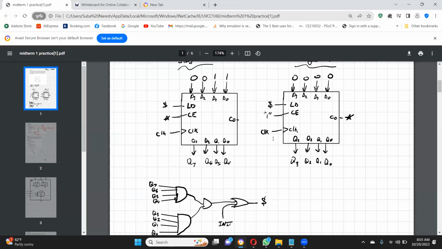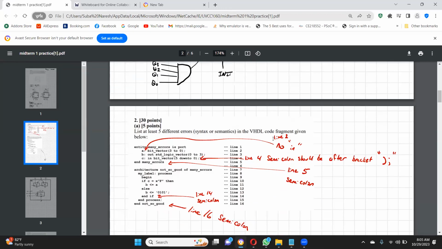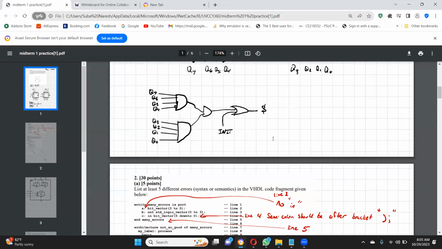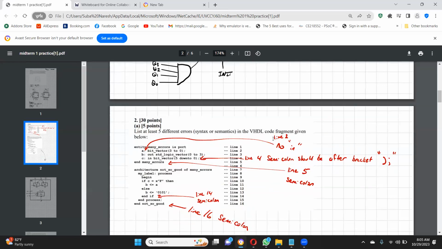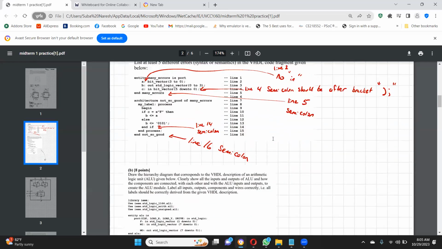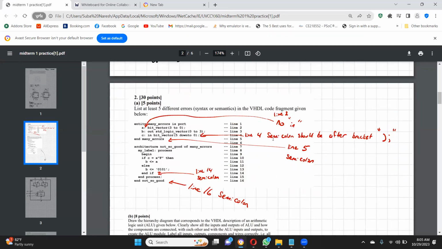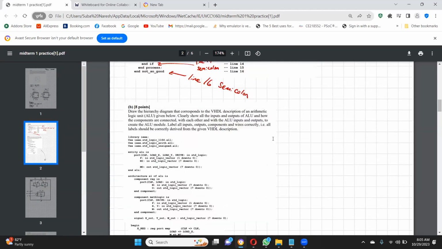Can you scroll down? More down? You want to continue the second question? What do you want? Question B. I mean this one.